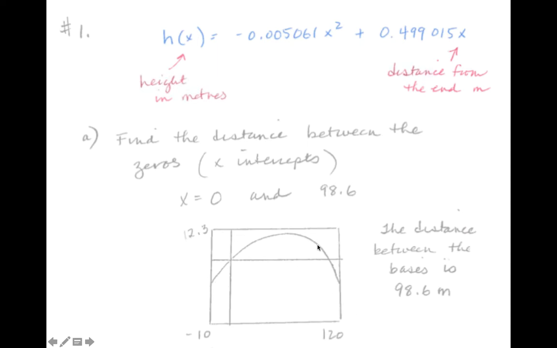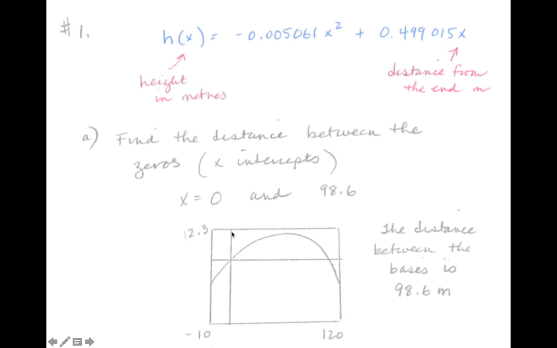And that allows me to be able to find my x-intercepts pretty easily with my calculator. It comes out to be 98.6. So the distance between the base of this arc is 98.6. You'll notice I did adjust for this particular frame. I adjusted so I could see the top of my graph. If you left it at 10, you're just not going to see it.